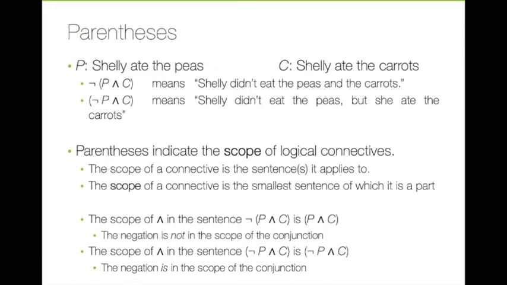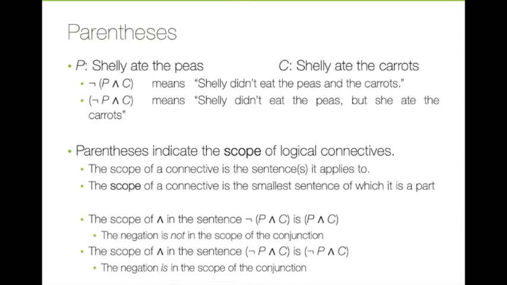I want to take a moment to look at parentheses again in a little more detail because they'll help us understand another important concept. We've already seen a hint as to how parentheses are important in properly symbolizing sentences of English. We saw that how we combine the following two atomic statements with conjunction and negation can impact the meaning of the whole sentence. So if we have the atomic sentences P for Shelley ate the peas and C, Shelley ate the carrots, we can either get the negation of P and C, so notice where the parentheses are with respect to the negation and the conjunction.